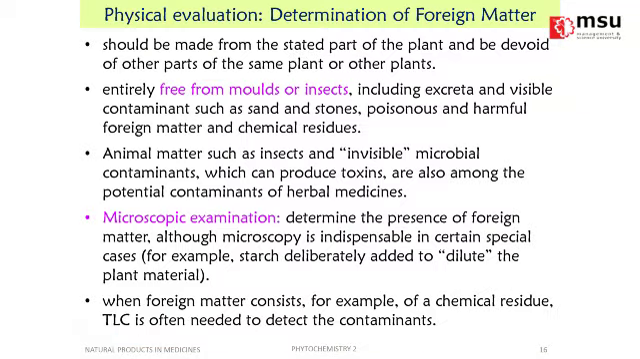And looking at the physical evaluation, number one is determination of the foreign matter. Why do you need to identify the foreign matter? Number one, again, purity. Number two, identification of the characteristic, whether or not you are identifying the correct plant. If you don't have the correct plant, why do you do biological or chemical characteristics? Why waste your time moving forward if it is not the correct plant?